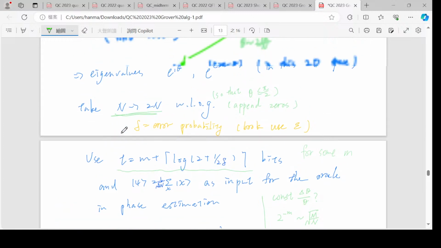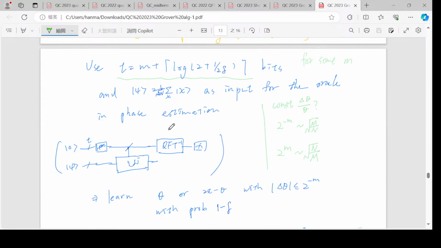So we say for phase estimation, if we want it to have n bits of precision, then we will need to use t bits, where t is n plus an extra delta-dependent term. This is something that we claimed when we discussed phase estimation.